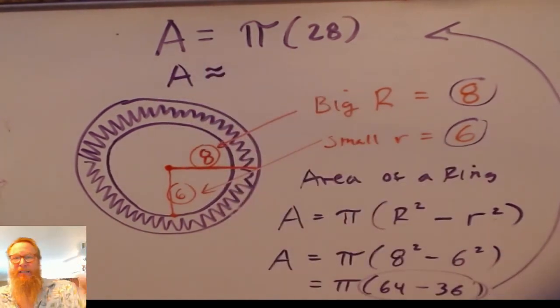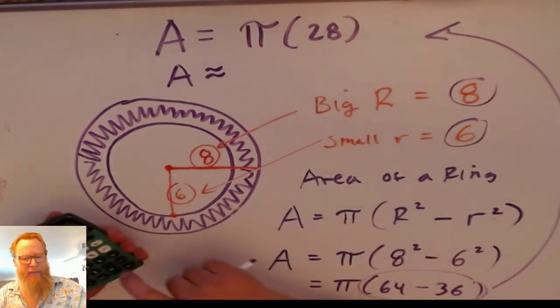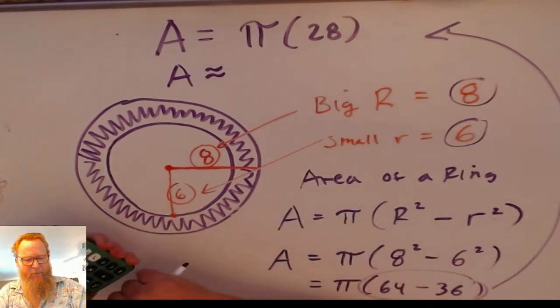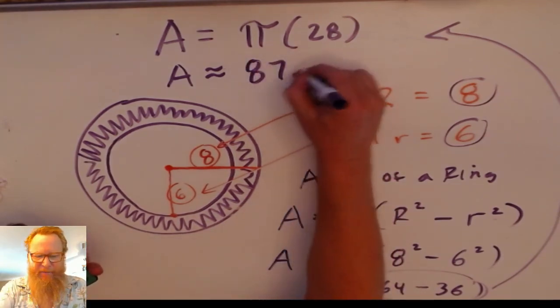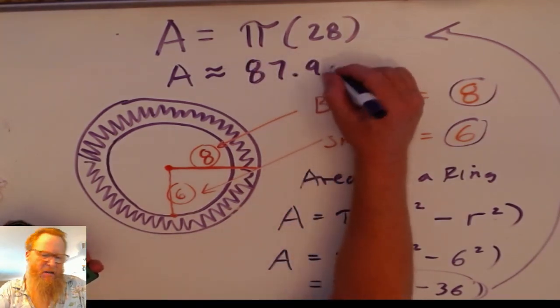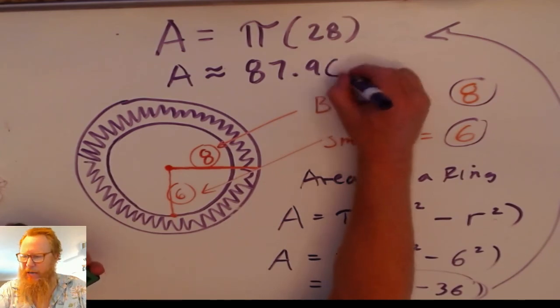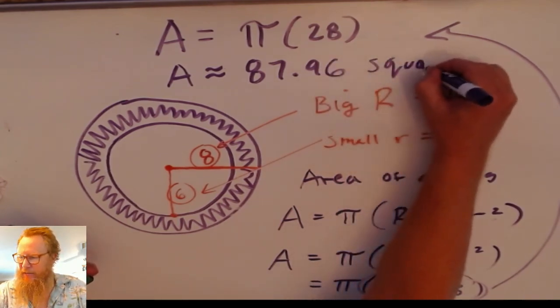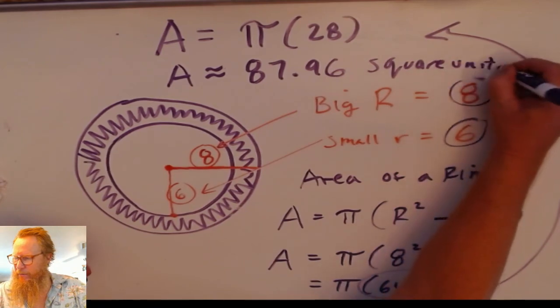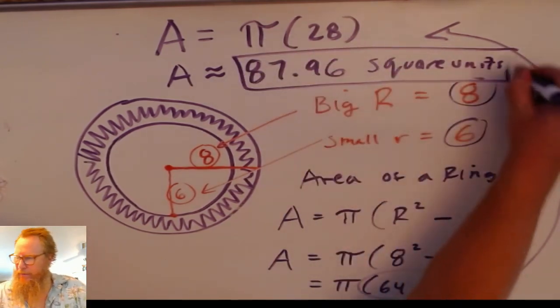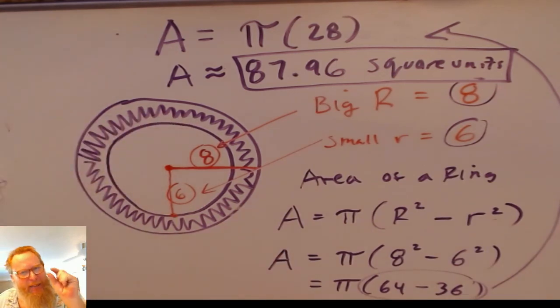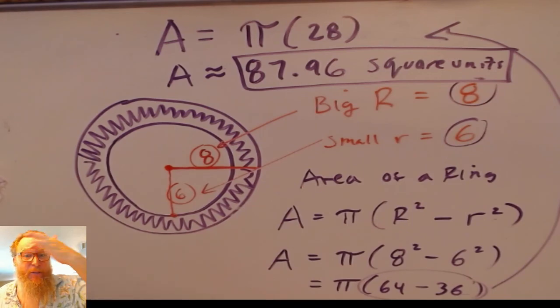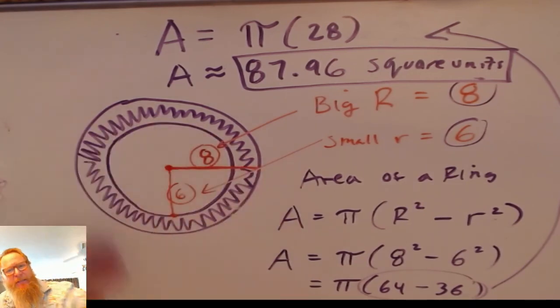And then I'm going to approximate that with my calculator. 28 times 3.14159. That's 87.9. I'm going to round this one to the 100th, so 96 square units. Okay, so that tells you how many little squares, if they were little pieces of carpet or tile or something, you would need to fill out this entire ring.